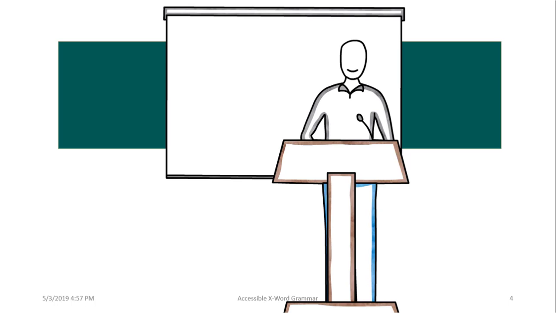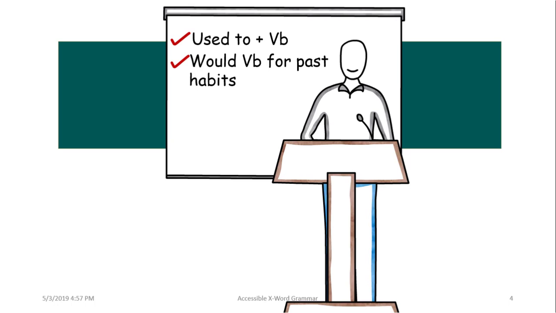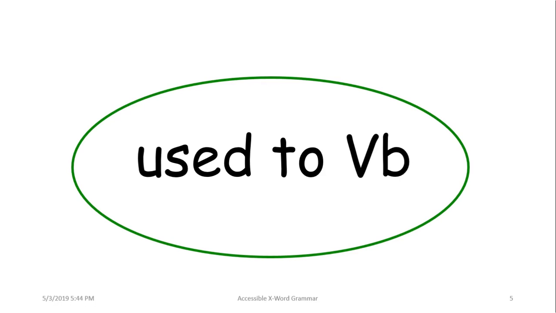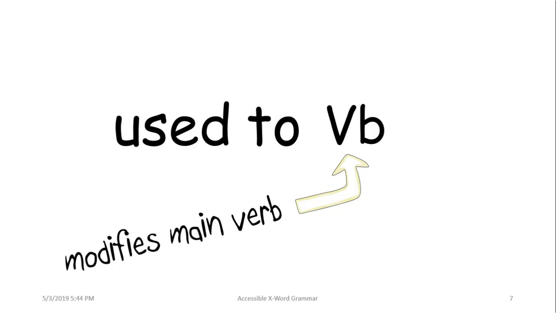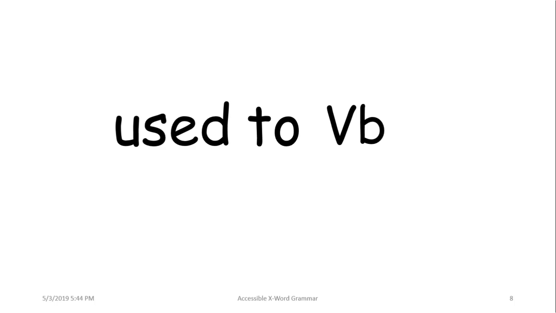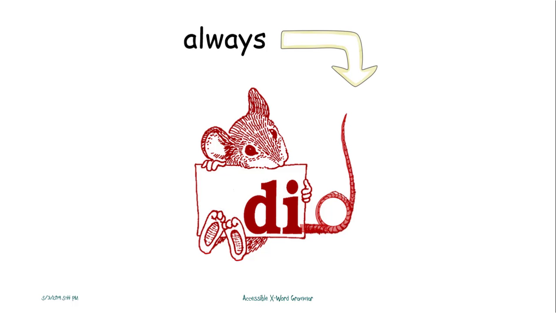In this lesson, we'll learn about the semi-modal used to and the modal X word would for things that we did in the past. Used to tells us about something that we did in the past, but not now. It modifies the verb that comes after it, like a modal, and it always matches with a base verb. Because it's always about the past, we use did as the X word.